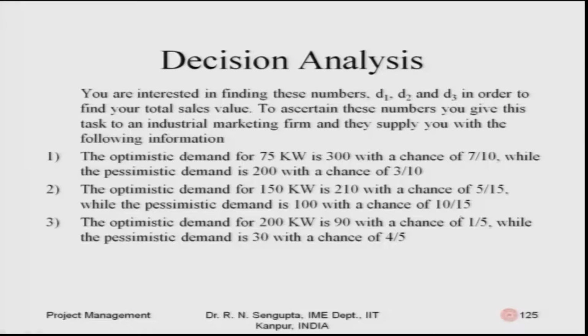The corresponding demands D3 for the third type of motors, for these two cases of 1 by 5 and 4 by 5, are 60 and 30. Similarly, for the 150 kilowatt, for probabilities of 5 by 15 and 10 by 15, it is 210 and 100. Based on that, you will just put in the formulas and calculate accordingly.